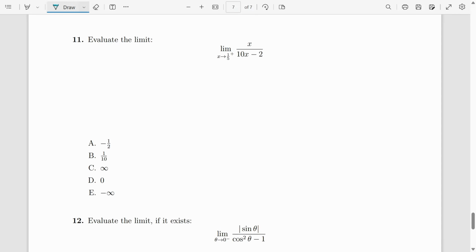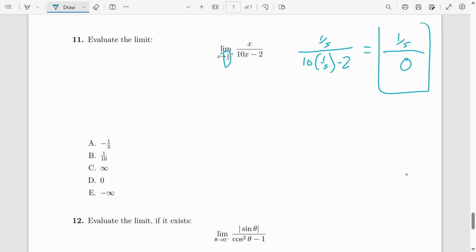So I think this is going to end up being one of those number line limits, which I like to call them. I'll get to the y in a second, but first, what I recommend doing for every limit that you do is you just plug in the value that x is approaching into the function. So doing that, we get 1/5 over 10 times a fifth minus 2. That equals a fifth over, okay, 10 divided by 5 is 2, and 2 minus 2 is 0.